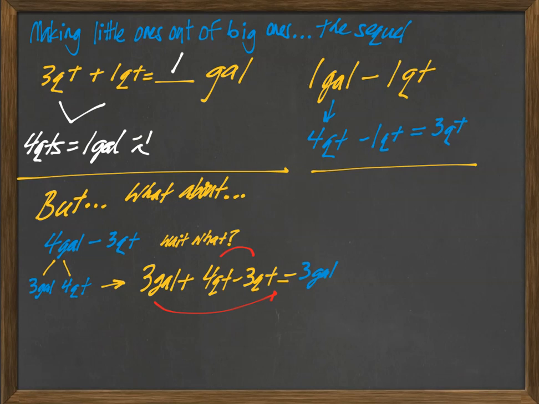Now I'm going to do the subtraction where I have 4 quarts minus 3 quarts, and we all know that 4 minus 3 is 1. And I'm going to record it that way. So my solution is 4 gallons minus 3 quarts is equal to 3 gallons and 1 quart. I hope that makes sense. It sure does to me.